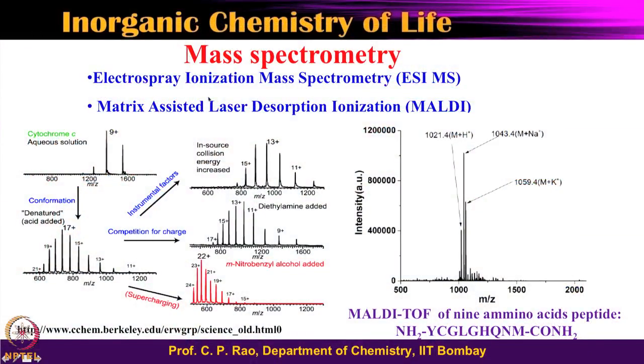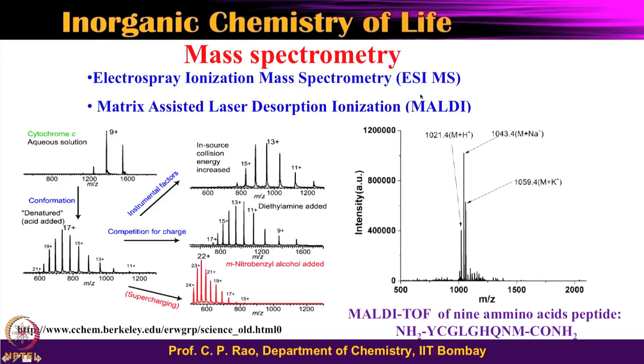There are a large number of mass spectrometry methods, of which I am talking to you about two techniques. One is ESI, electrospray ionization mass spectrometry, and the other one is called MALDI. What is MALDI? Matrix assisted laser desorption ionization spectroscopy. Generally for smaller size peptides and molecules, you can use ESI-MS. Bigger proteins and huge molecular weight proteins are all studied by MALDI spectroscopy.